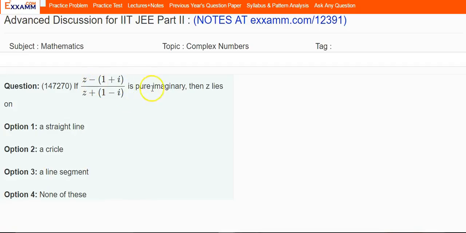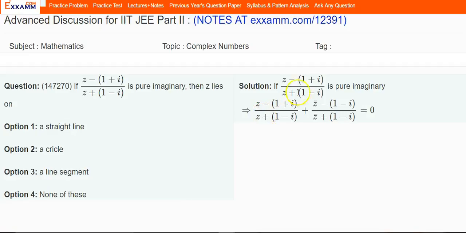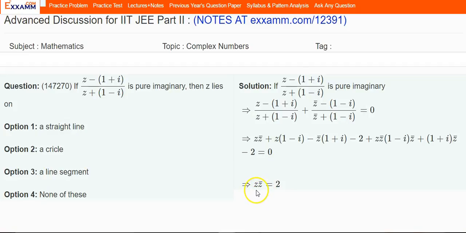That this number would be equal to minus of its conjugate. So their sum would be equal to 0. So here this is pure imaginary, so this plus its conjugate would be equal to 0, and when we expand it and solve it, we get the very neat equation z z bar is equal to 2. Now z z bar is equal to modulus of z square, which is equal to x square plus y square. So the equation of the circle is x square plus y square is equal to 2. That is, here the answer is a circle.